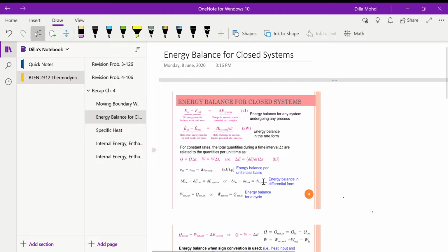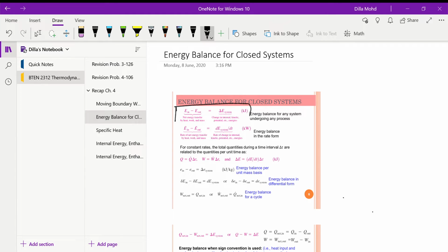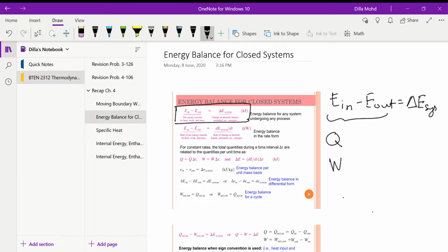Okay, next is about your energy balance for closed system. The energy balance for closed system is basically this equation here, where you have E in minus E out equals delta E system. The E in minus E out for your closed system represents the heat coming in and out of your system, and the work coming in and out of your system.